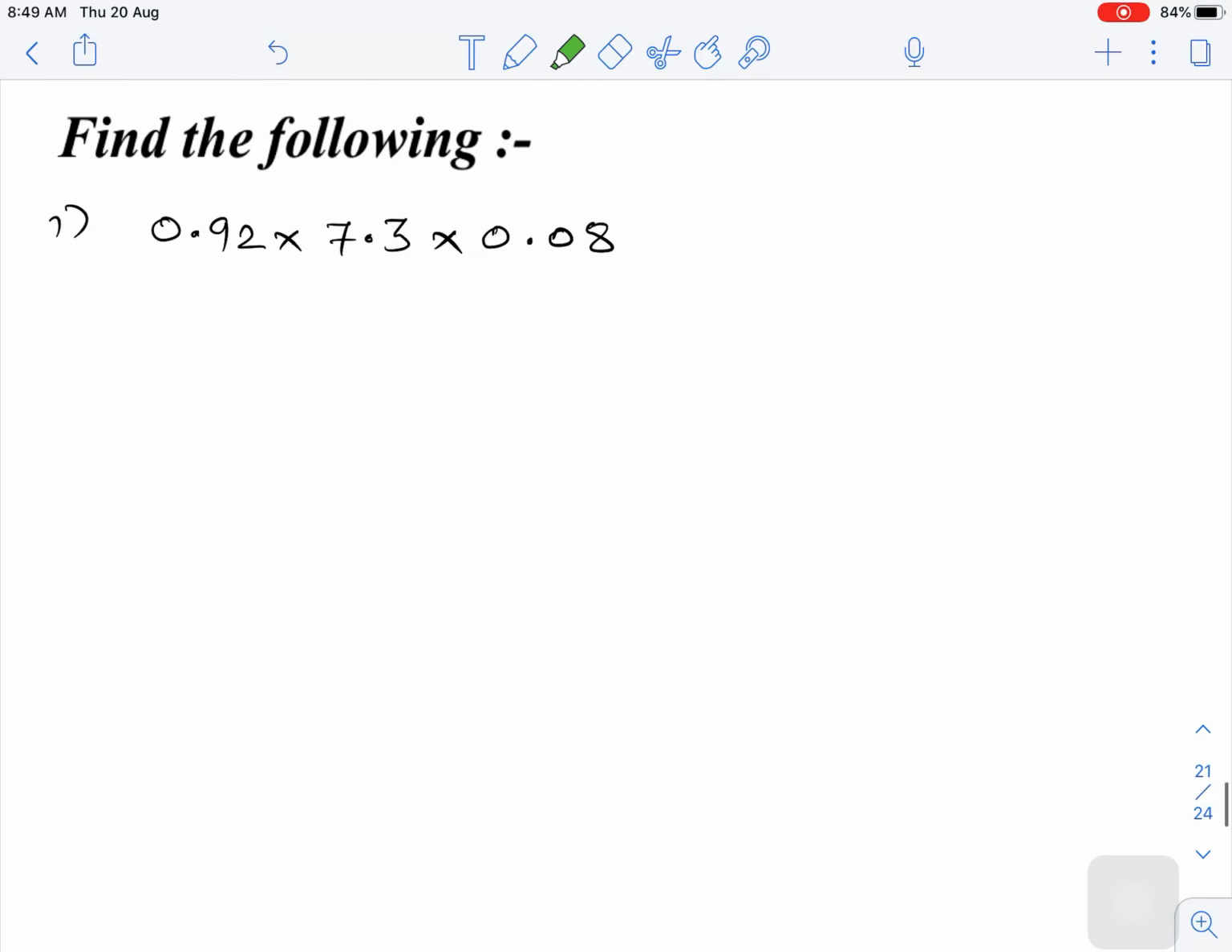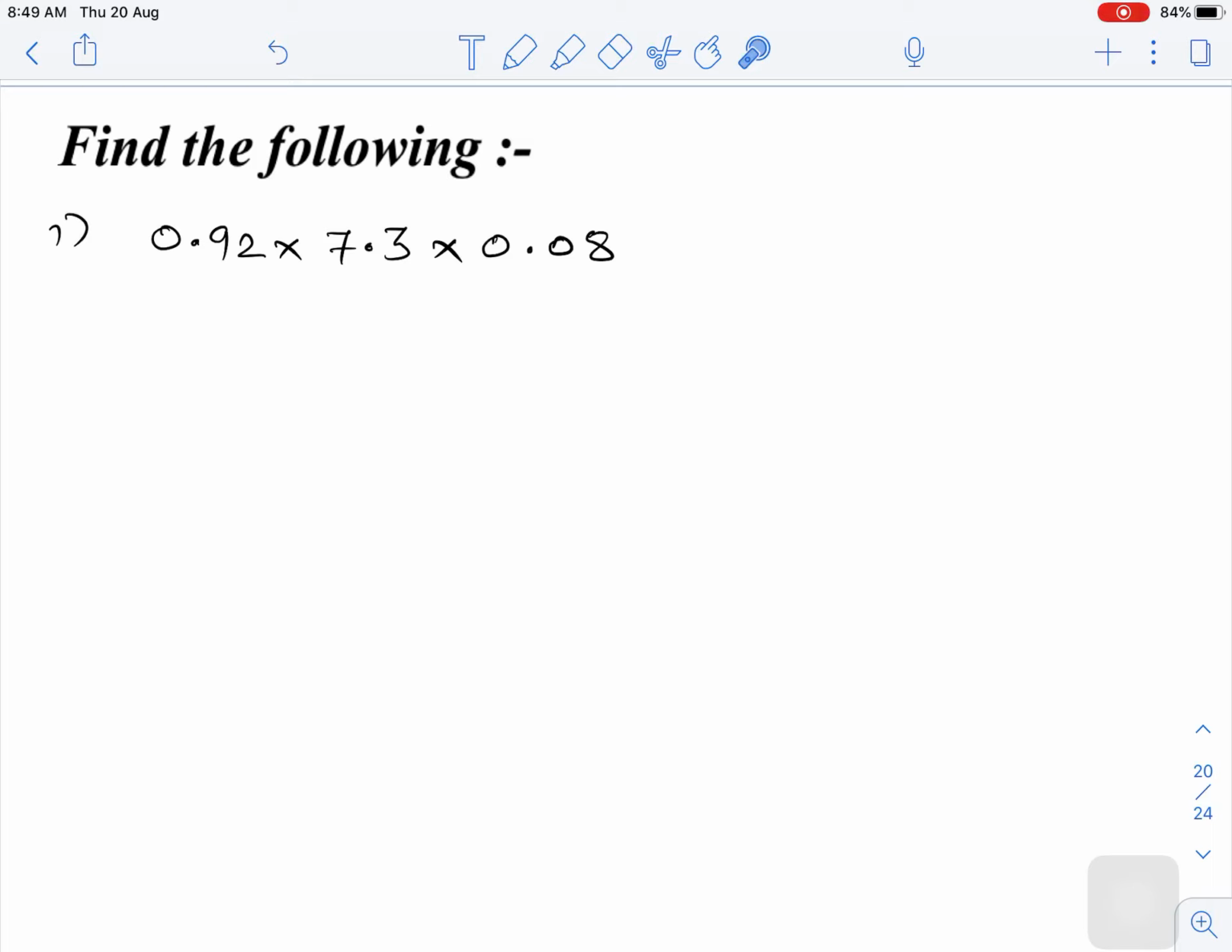Now let us solve some more examples. In the previous period we have learned about multiplication of only two decimal numbers. Today we are going to learn how to solve multiplication of three decimal numbers. Before this let me clear one thing, that we have learned about decimal places. Decimal places means how many digits are present after the decimal. For example, 0.92, in this after the decimal two digits are there, so its decimal place is 2. 7.3, after the decimal only one digit is there, so its decimal place is 1. Its decimal place is 2. You have to remember this one.